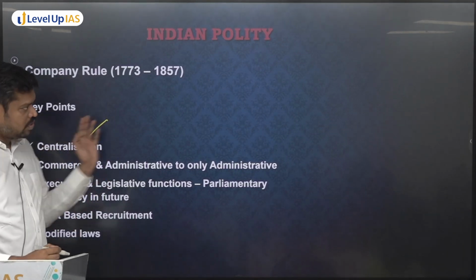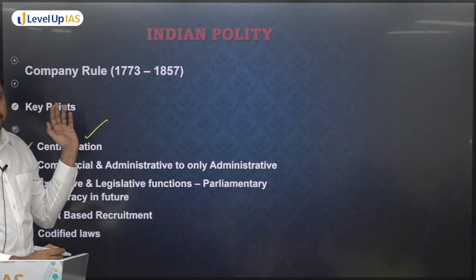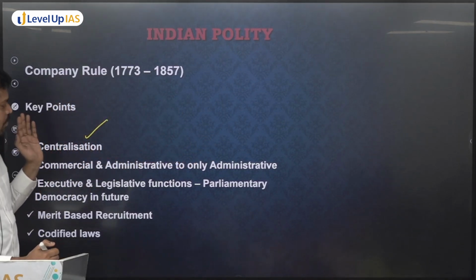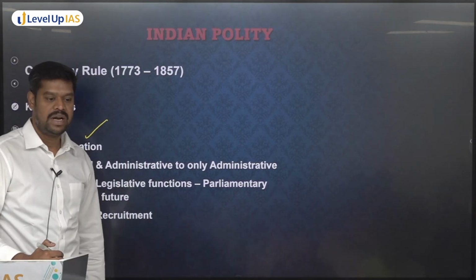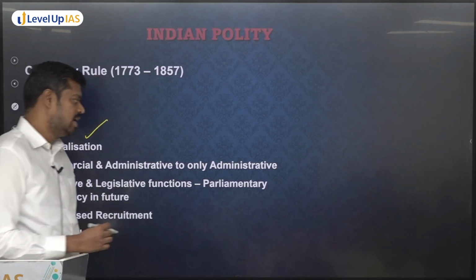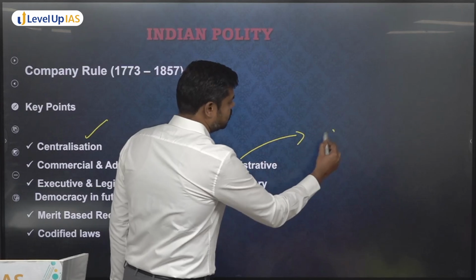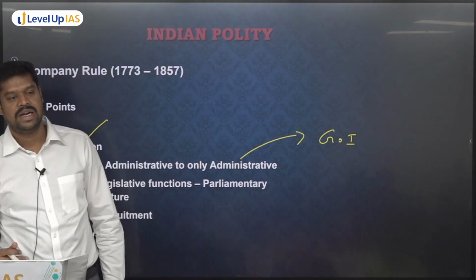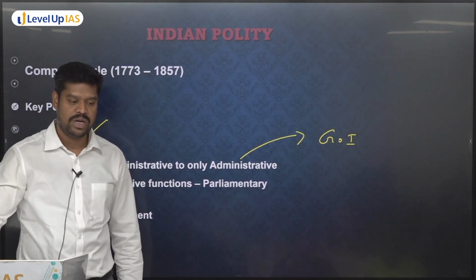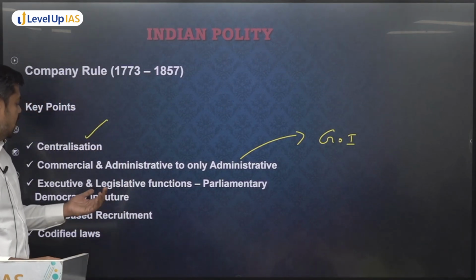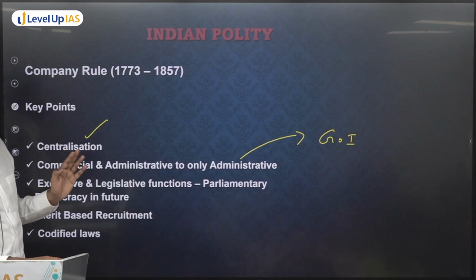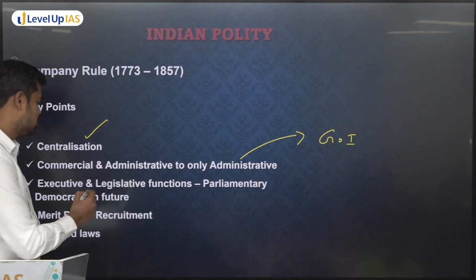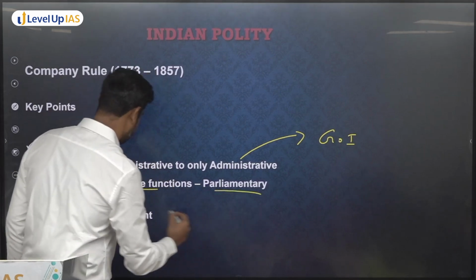Then over a period of time, you will understand the major thing that happened during the company rule is that it started from a purely commercial authority and merely became an administrative authority. This administrative authority later became what is called the Government of India. It was just the East India Company, which later became, in its successor form, what is today the Government of India. And this is also the genesis where there were separate executive and legislative functions, which is the basis of the present parliamentary system of governance.